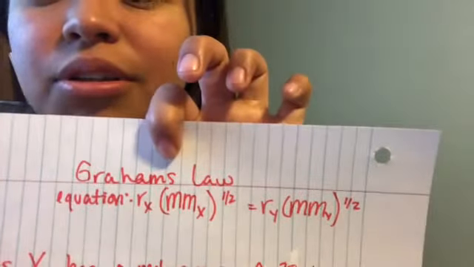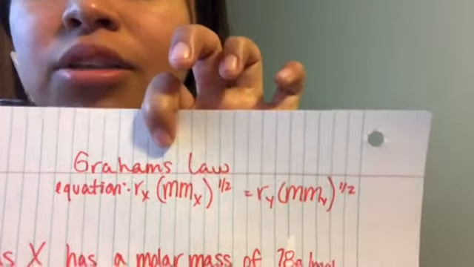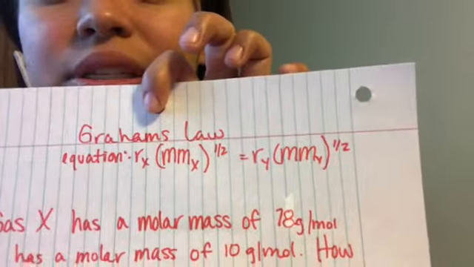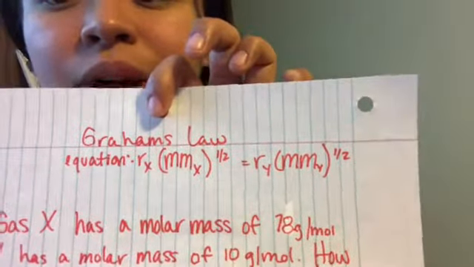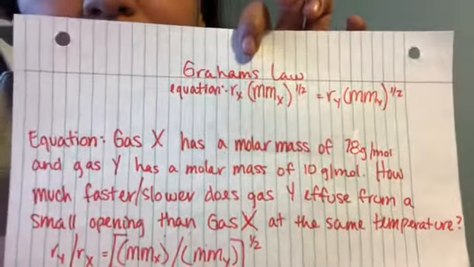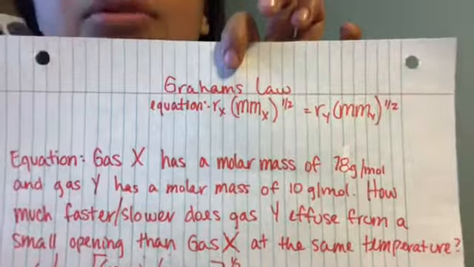So next up is Graham's law, which says that the rate of effusion of gas is inversely proportional to the square root of the mass of its particles. So the equation is right here: Rx (MMx)^(1/2) equals Ry (MMy)^(1/2).